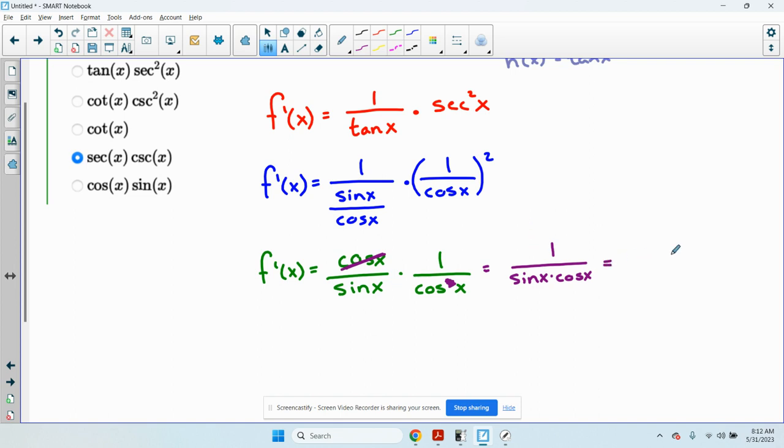Which, if you want to write this in a slightly different way, that would be 1 over sine times 1 over cosine. 1 over sine, 1 over cosine. So the final answer is secant x times cosecant x, which is the one you selected.